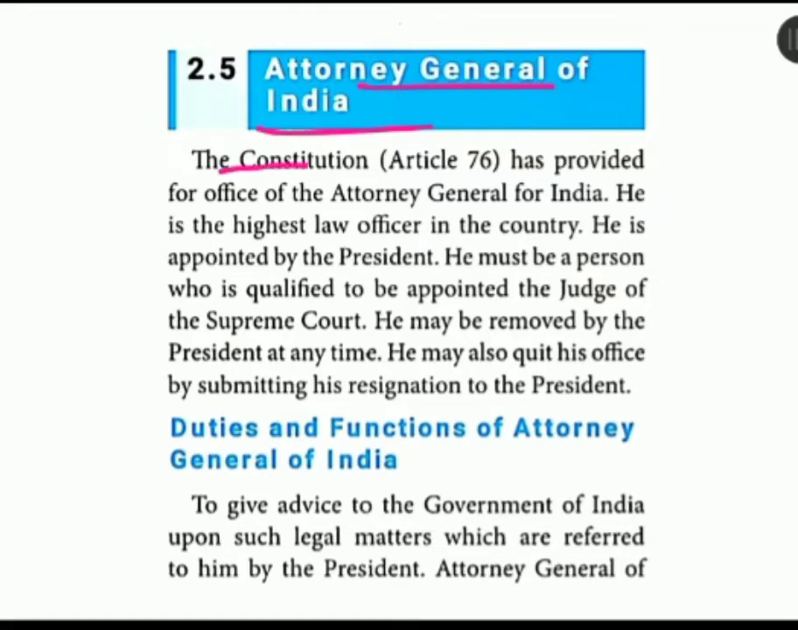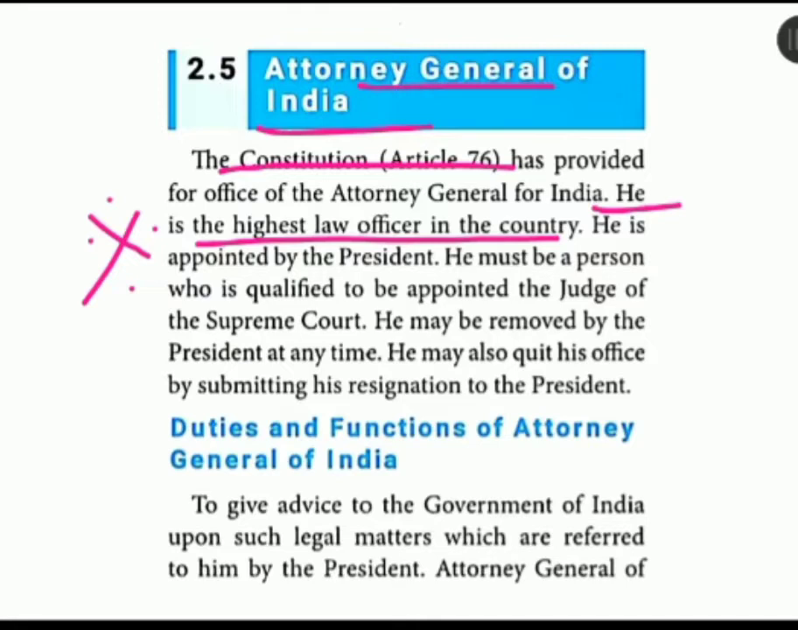Okay, so this is the one word answer. As per the Constitution, Article 76 of the Indian Constitution provides for the Attorney General of India. Yes, Attorney General for India. How is he considered? He is the highest law officer in the country. That is very important, children. One word answer. Moreover, the president is appointing the Attorney General of India.